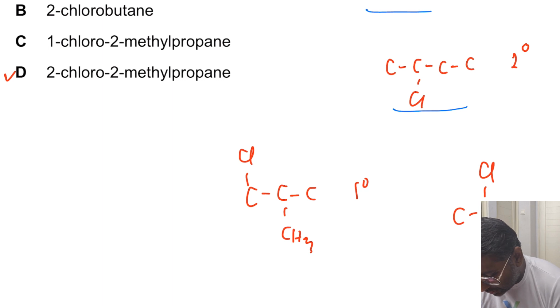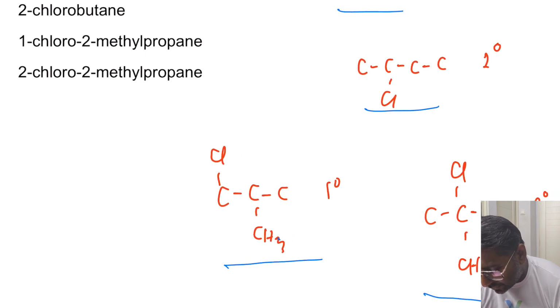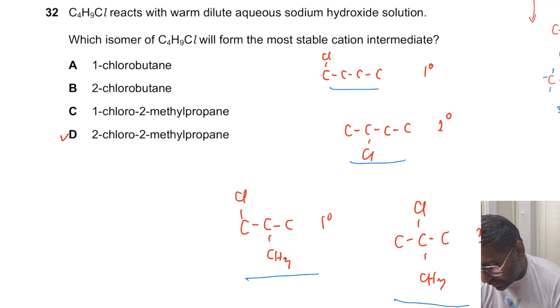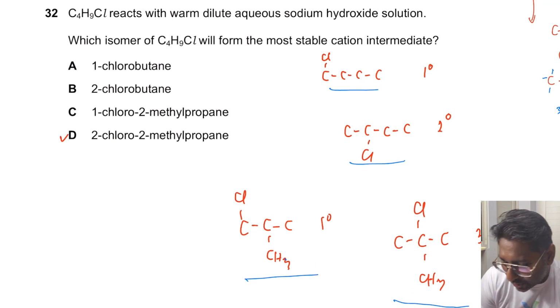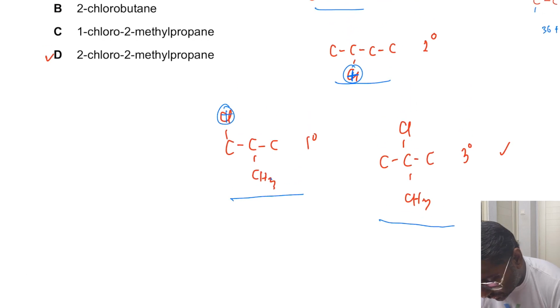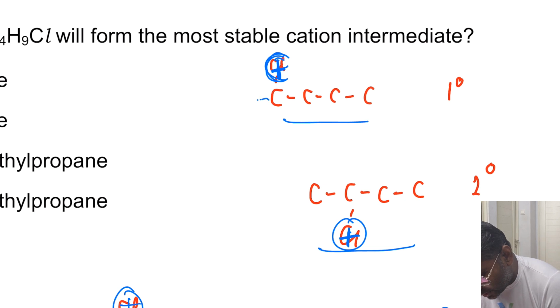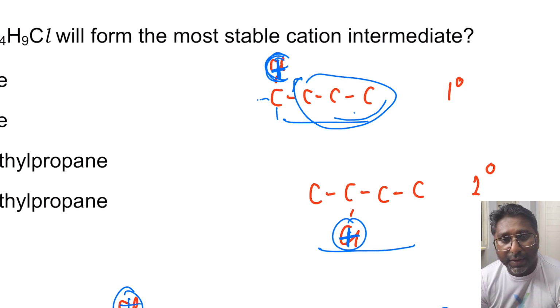So propane, 1-chloro-2-methyl, and then here is 2-chloro-2-methyl propane. Before they actually react with sodium hydroxide, they will form a cation intermediate. The carbon with the Cl will become positive. If you look over there, you will notice that it has one R group only, so it's primary.